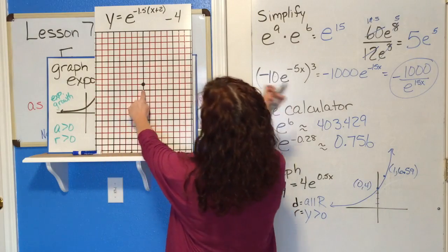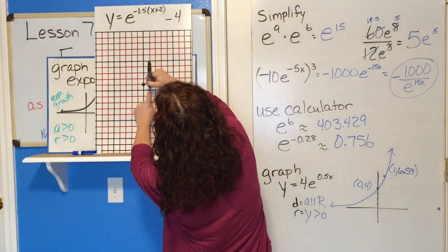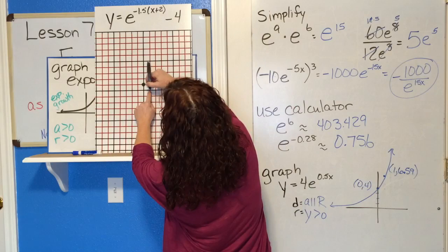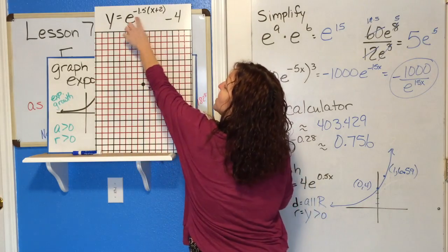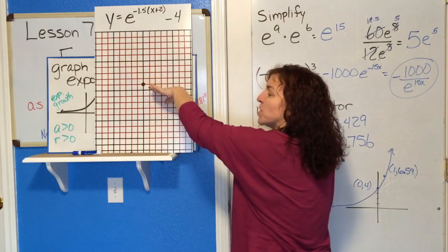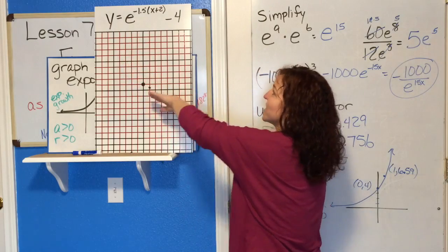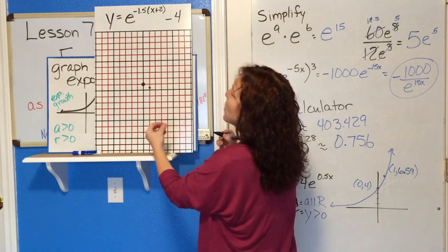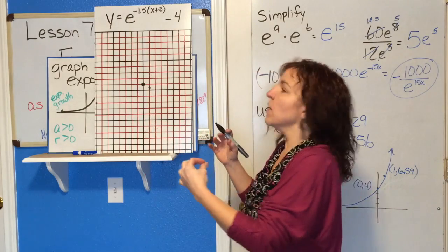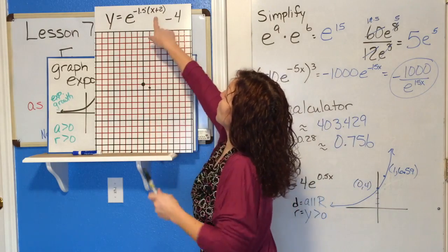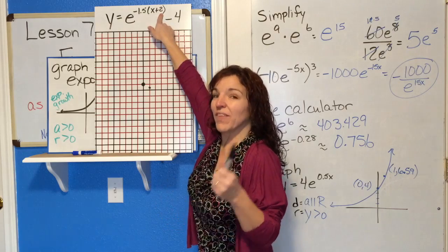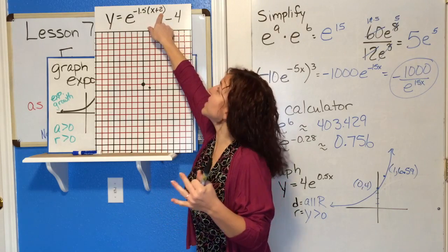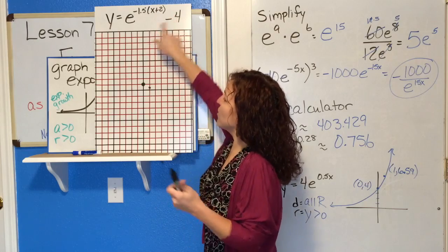So 1 over and then 0.22, and that makes sense because looky here, this is coming downward and my exponent is negative, so it is going to be an exponential decay. And so that's exactly what we wanted. Now what we're going to do is we're going to shift these two. We're going to go to the left 2, because remember the h is opposite. Left 2, down 4.